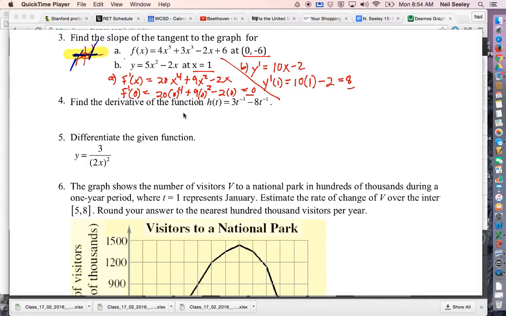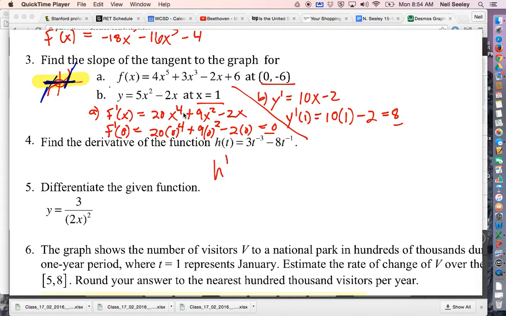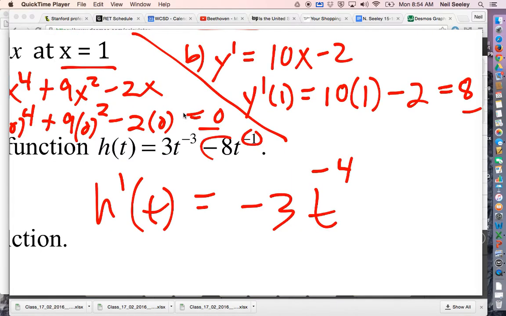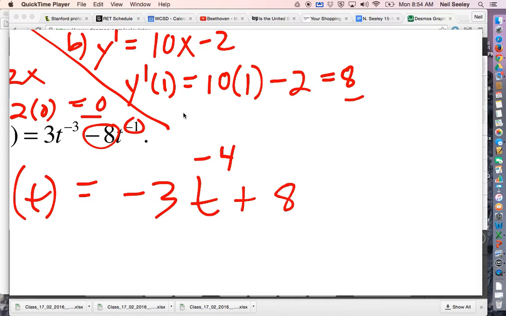Okay, so there's A and B, put a line between them. 4, find the derivative of this function. H prime of t is, you just do the same power rule. Those negatives shouldn't bother you. Negative 3t, and then subtracting 1 from negative 3 makes it negative 4. And then the negative 1 that you see in here times the negative 8 out front makes it a positive 8t, and then subtracting 1 from negative 1 makes it negative 2.